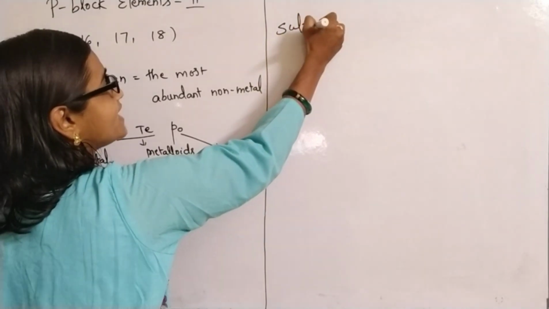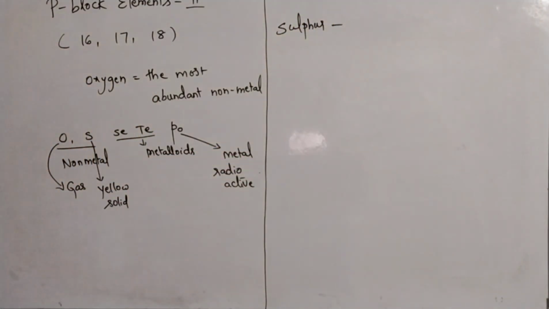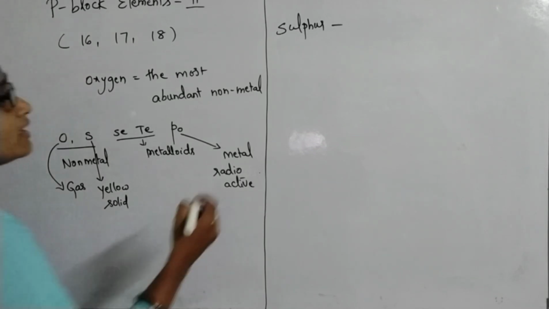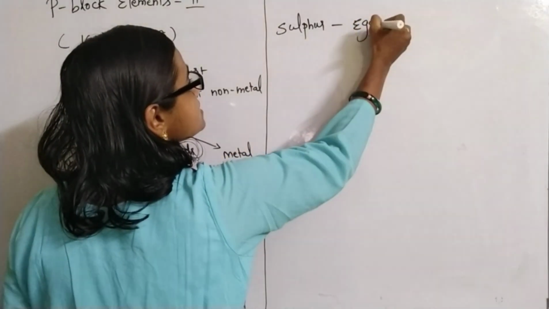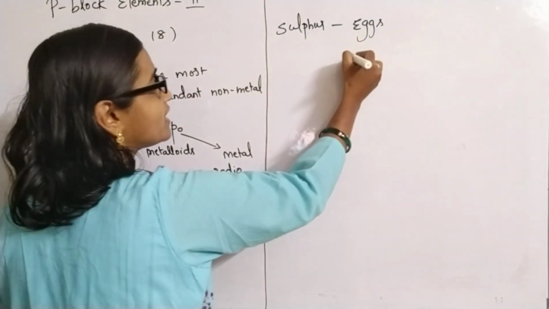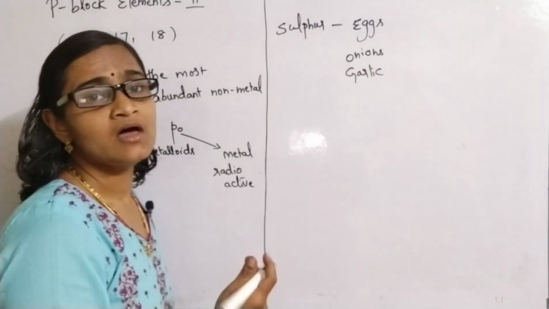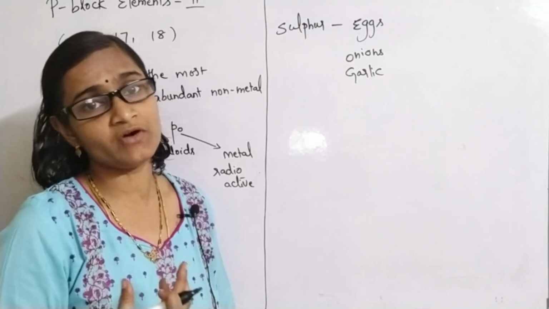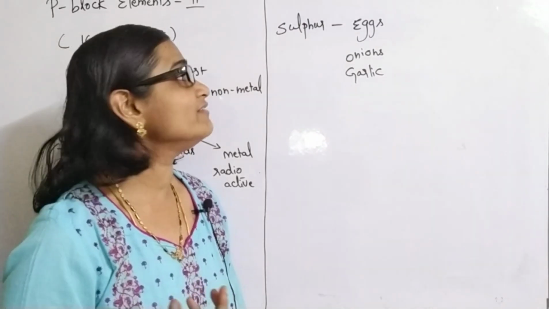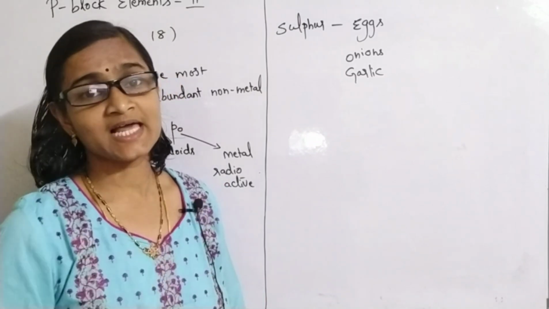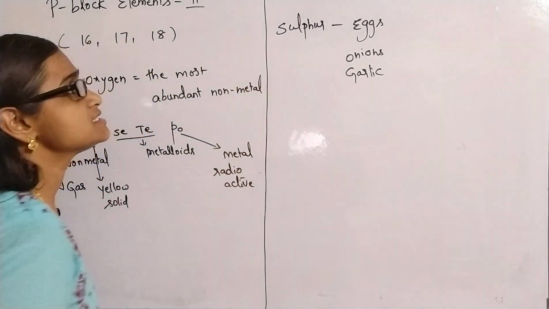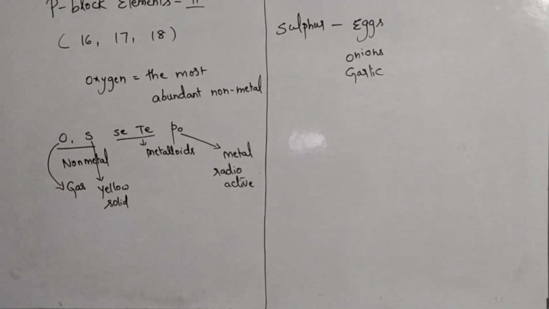Sulfur is the next non-metallic element present in the 6A group elements. It is present in eggs, onions, garlic, mustard. A rich source of sulfur is there in eggs. It is there in onions. Garlic also. That's why a kind of pungent smell is there for onions as well as for garlic, and even egg yolk consists of what? Sulfur. So it is like a rich source of protein. It's a mineral actually. Sulfur exists in the form of mineral.